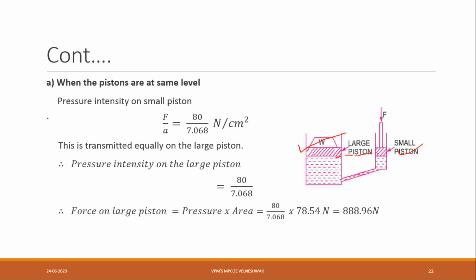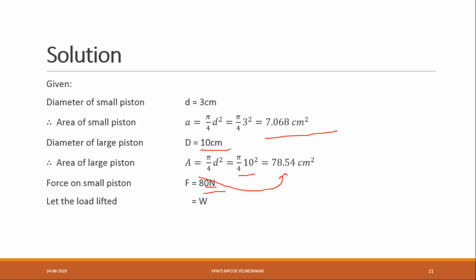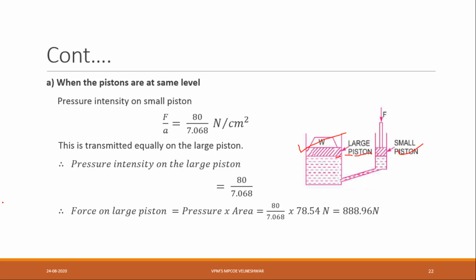F upon A. Generally, pressure is one type of stress, that is force upon area. Pressure intensity on small piston F by A is equal to, what is the force given here? 80 Newton. And what is the value of small a? 7.068. That is 7.068 Newton per centimeter square. This is transmitted equally on the large piston. Means what we can say? Pressure is equal in all directions.